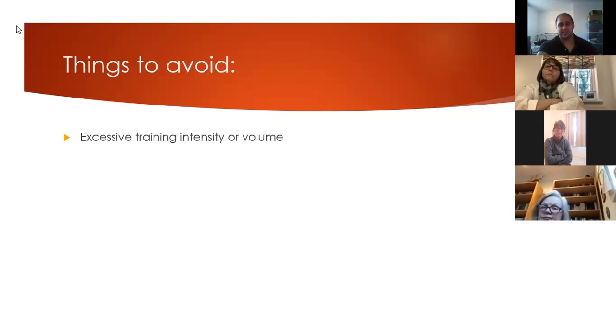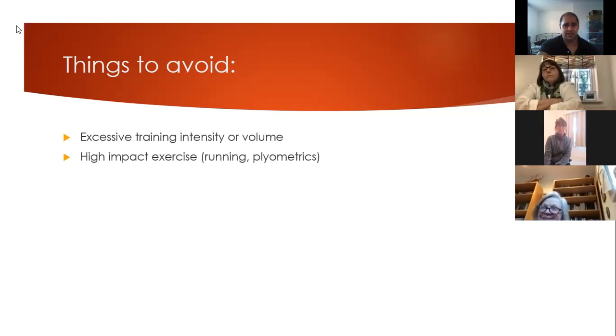Things to avoid when you're dealing with arthritis. Obviously, I've just mentioned this: excessive intensity or training volume. So if you're trying to train too hard or you're trying to train too much and it's causing an injury response, then you need to dial that back a bit. High impact exercises, plyometrics, anything that involves jumping, running, and I've heard a few people mention going for a jog and stuff like that who've got pain in their knees, for example. I highly guard against going out for a run if you've got arthritis, say, in your knees.